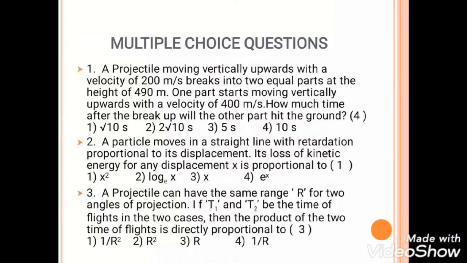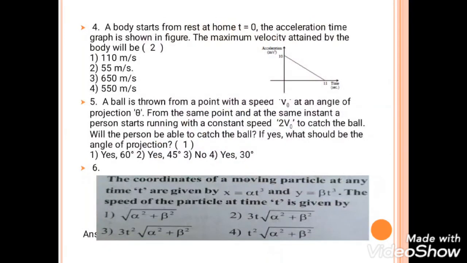For R, as R is equal to u square sin 2 theta by g, substituting for u square sin 2 theta by g equal to R. Therefore T1 T2 is equal to 2R by g. Therefore we can say T1 T2 is proportional to R. Now it is clear, I think, from the explanation and calculation.